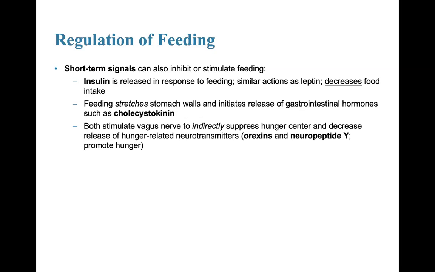Short-term signals would include insulin, which is released in response to feeding. It has similar actions to leptin and decreases food intake. Feeding stretches the stomach walls, which initiates the release of gastrointestinal hormones such as CCK, which we talked about with the digestive system. Both stimulate the vagus nerve to indirectly suppress the hunger center and decrease the release of hunger-related neurotransmitters, which would otherwise promote the feeling of hunger.